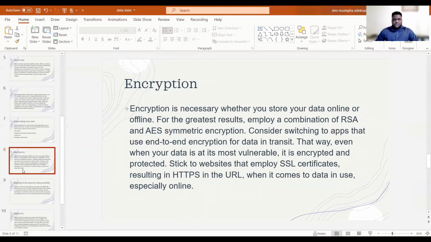Let me discuss encryption. What is encryption? Encryption is necessary whether you're storing your data online or offline. For the greatest results, employ a combination of RSA and AES encryption. Consider switching to apps that use end-to-end encryption for data in transit. That way, even when your data is most vulnerable, it is encrypted and protected. Stick to websites that employ SSL certificates, resulting in HTTPS in the URL, when it comes to data in use, especially when you're online.